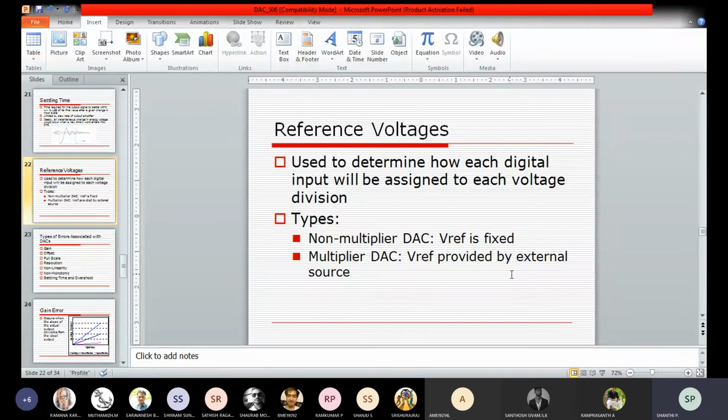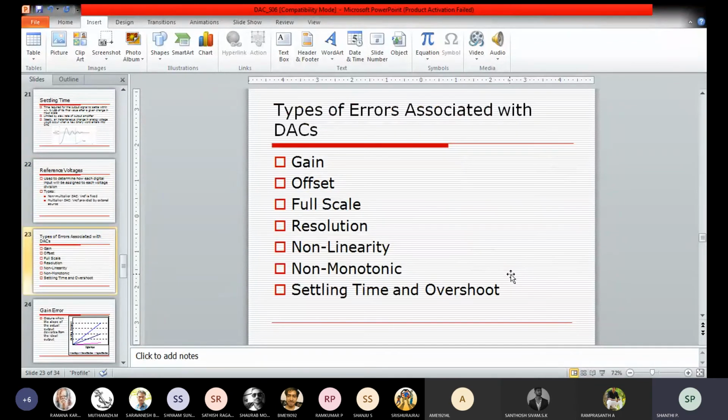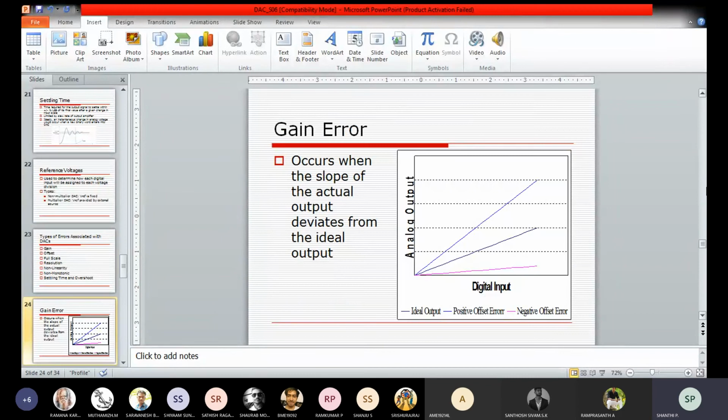For the reference voltage, whatever type of reference voltage we want to assign, a multimeter voltage or AC grid voltage may be applied as the V reference voltage. What are the types of error associated with the digital to analog converter? Gain, offset, full scale, resolution, non-linearity, non-monotonic, settling time, and overshoot. It will be varying. These are some of the specifications of digital to analog converters.